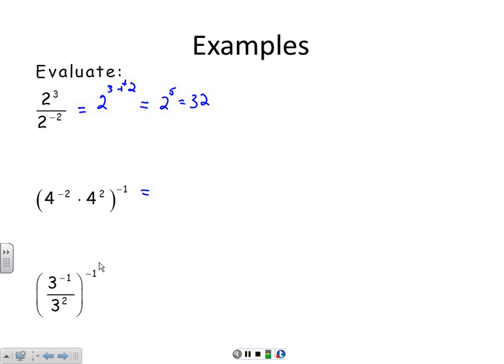Alright, the one in the middle, again, if you multiply powers with like bases, you add exponents. So we're going to get 4 to the 0 power raised to the negative 1. And then power to a power, you multiply those exponents, and anything to the 0 power is 1.